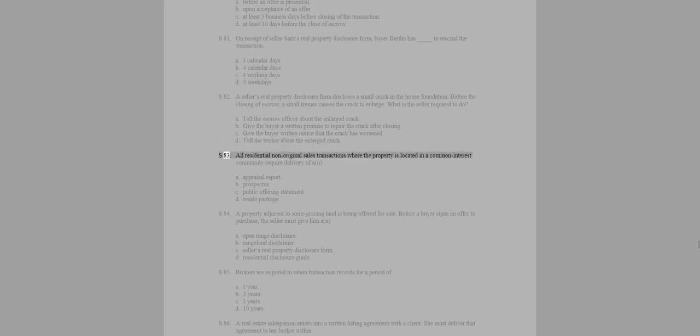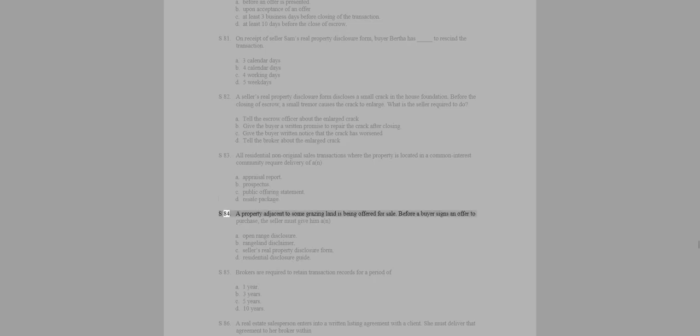S83. All residential non-original sales transactions where the property is located in a common interest community require delivery of a A. Appraisal report. B. Prospectus. C. Public offering statement. D. Resale package.